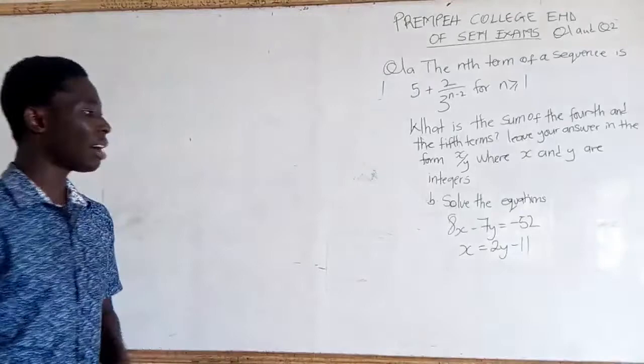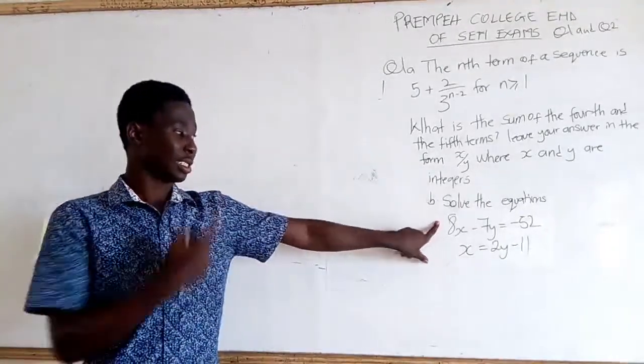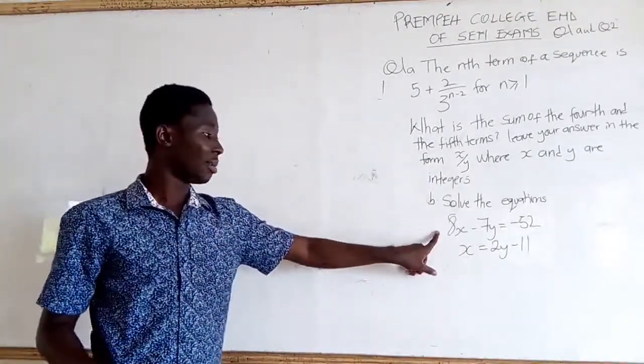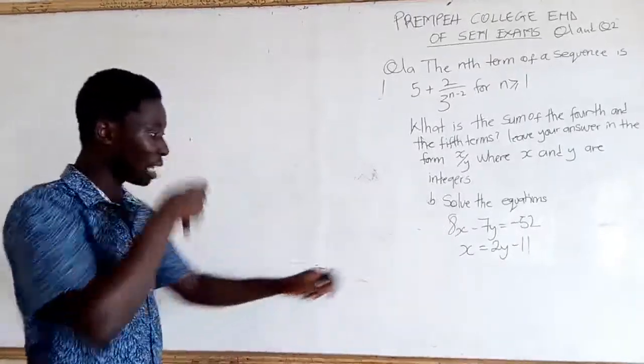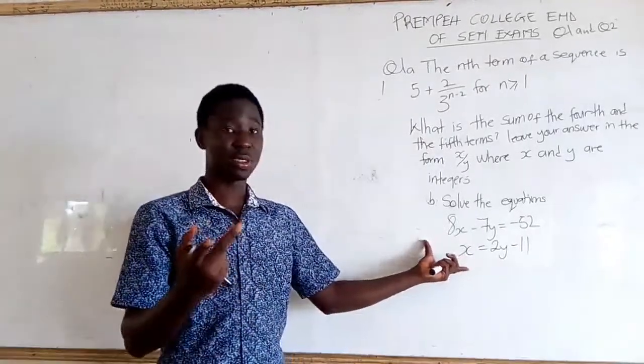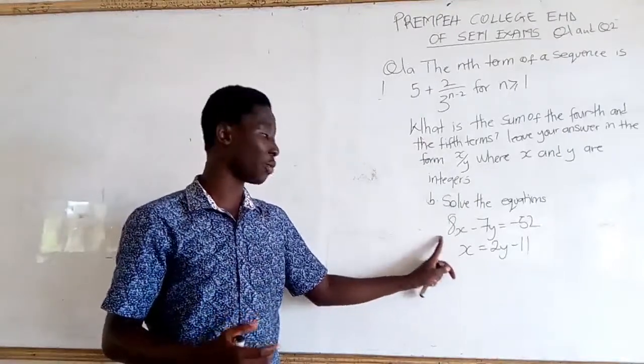Question number 1B, we are having two equations. And this is a simultaneous equation in two variables. With this one, we can solve it using two methods. We have two methods of solving this kind of equations.